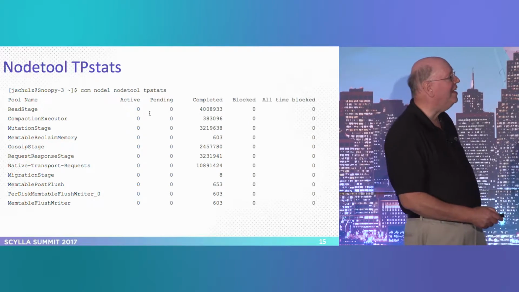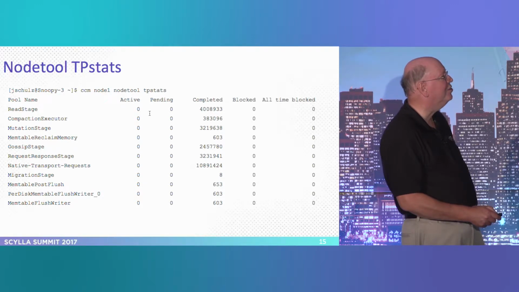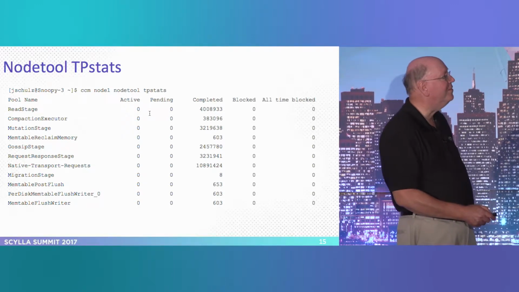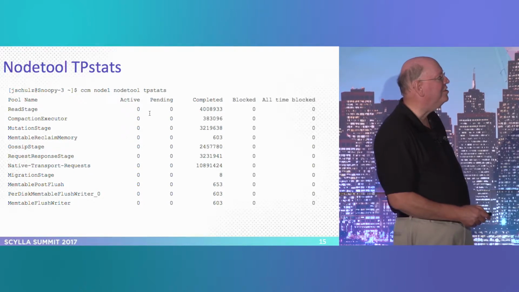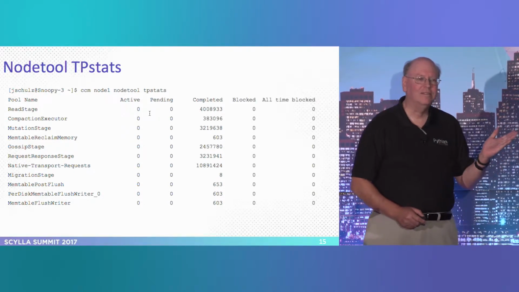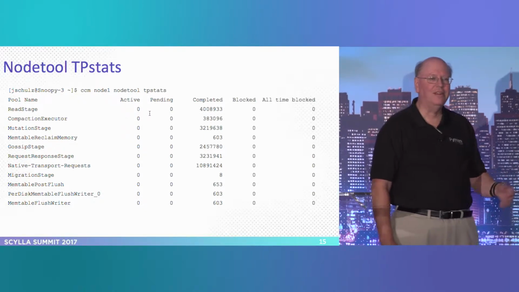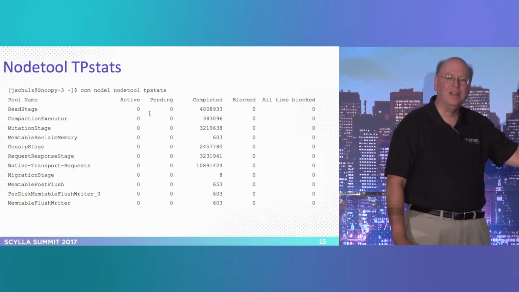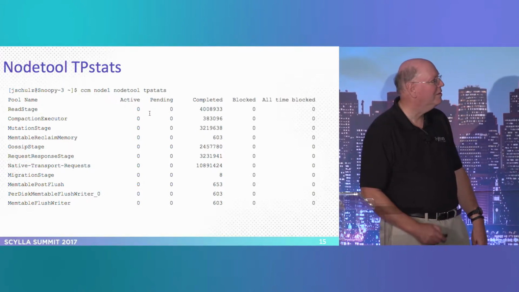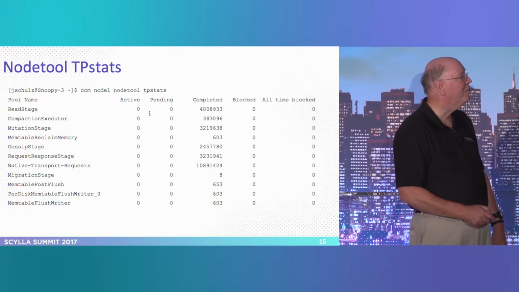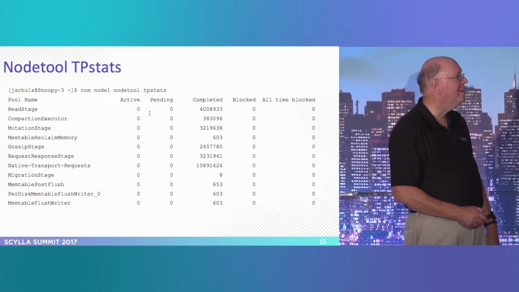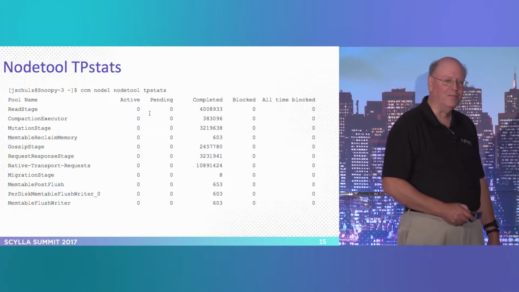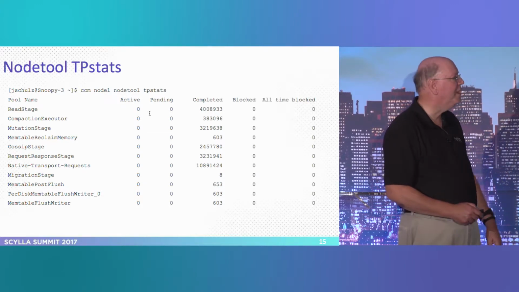But you can see here, I actually did a whole bunch of operations. My read stage, that's basically read requests. Compaction executor is the compactions. So I actually compacted a fair amount during this test. Mutation stage, don't ask me why, but they don't call it writes, they don't call it updates, they call it mutations. So what you would think of as a write or an update in MySQL is a mutation. So that's basically the number of writes that were performed. Memtable reclaim memory, basically it's pulling memory back after it's written a memtable.